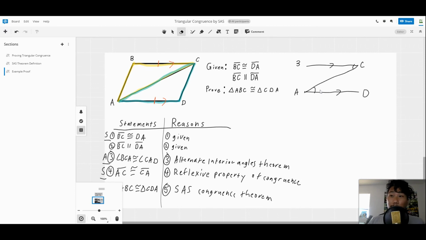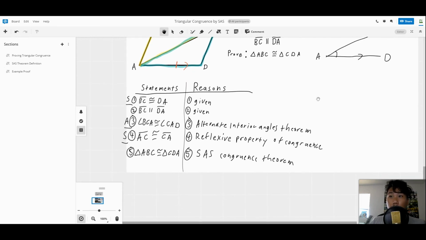And there you have it. That's a brief look at the SAS congruence theorem.